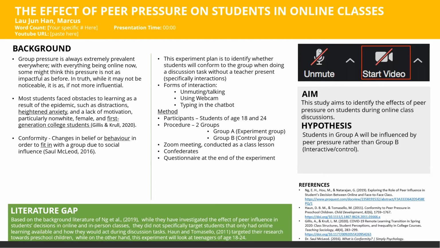Group pressure is extremely prevalent everywhere. With everything being online now, some might think that this pressure is not as impactful as before, while in truth, it may not be noticeable, but it is as, or if not more, influential. According to Gillis and Krull in 2020, most students face obstacles to learning because of the pandemic. To name a few, heightened anxiety and a lack of motivation, in particular with non-white and first-generation college students.